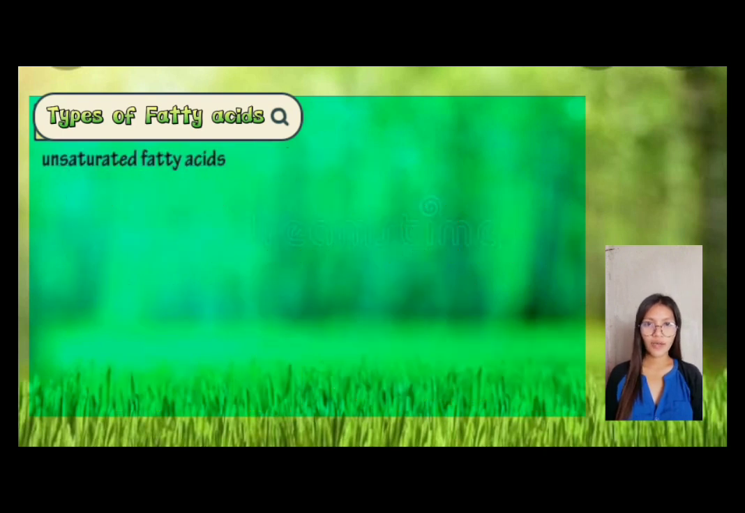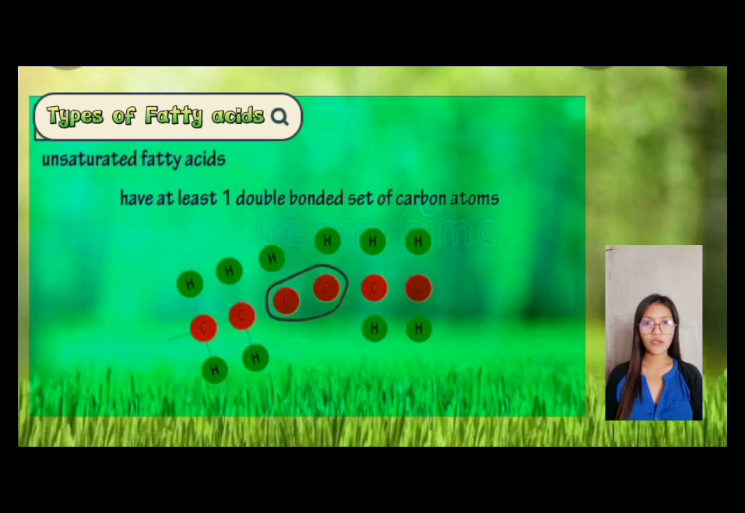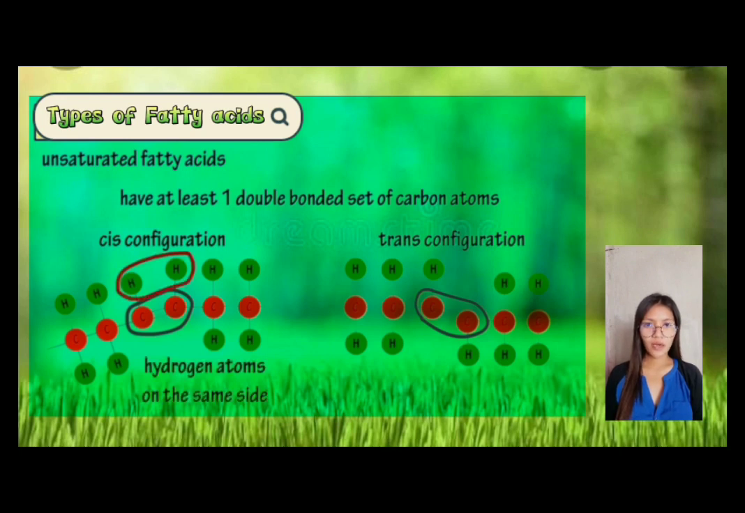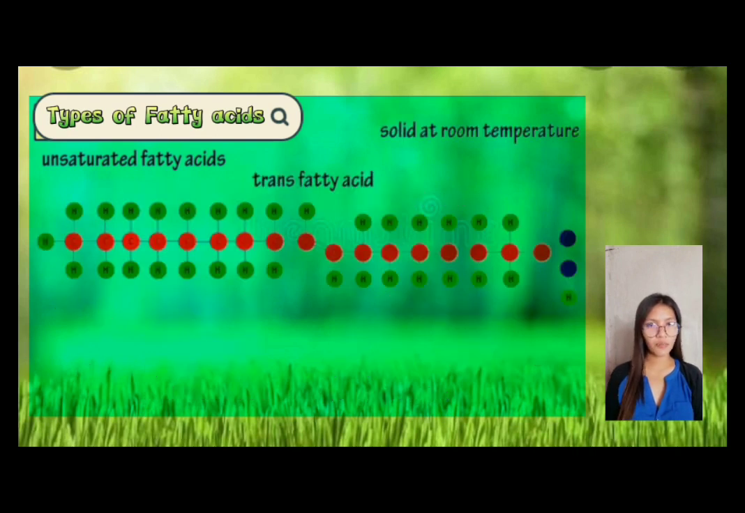Unsaturated fatty acids have at least one double-bonded set of carbon atoms. These double bonds can take two or more formations. It can be cis configuration or trans configuration. In the cis configuration, the hydrogen atoms are on the same side of the double-bonded carbon atoms, and in the trans configuration, the hydrogen atoms are on opposite sides. Trans fatty acids are solid at room temperature and have high melting points.